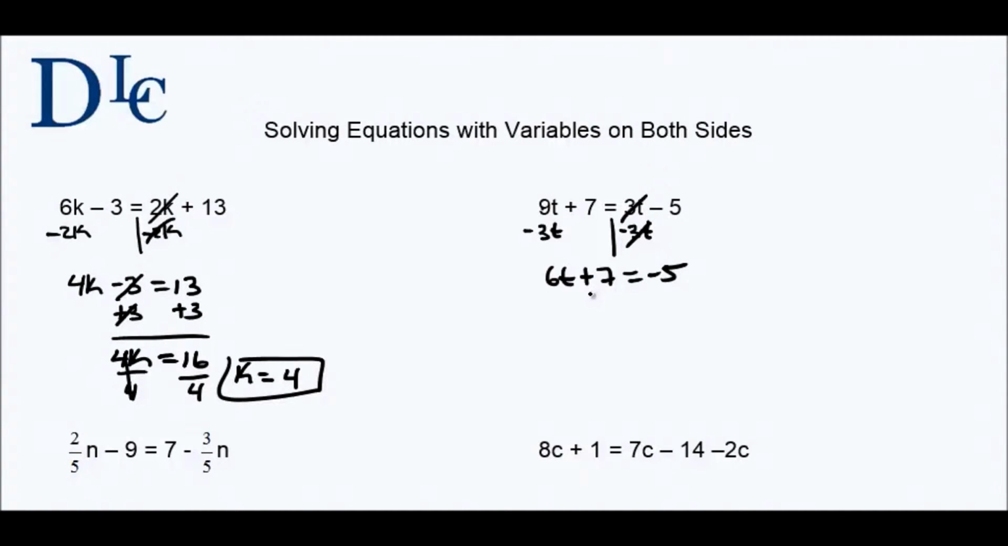Now we have a two-step equation. We will always want to add and subtract before we multiply and divide. So to eliminate a positive 7, you combine it with its opposite. So it's a negative 7. Plus 7, negative 7, that zeroes out, but what you do to one side, you have got to do to the other. Don't forget that. So that zeroes out. Now we're left with 6t is equal to negative 5, and a negative 7 is a negative 12.